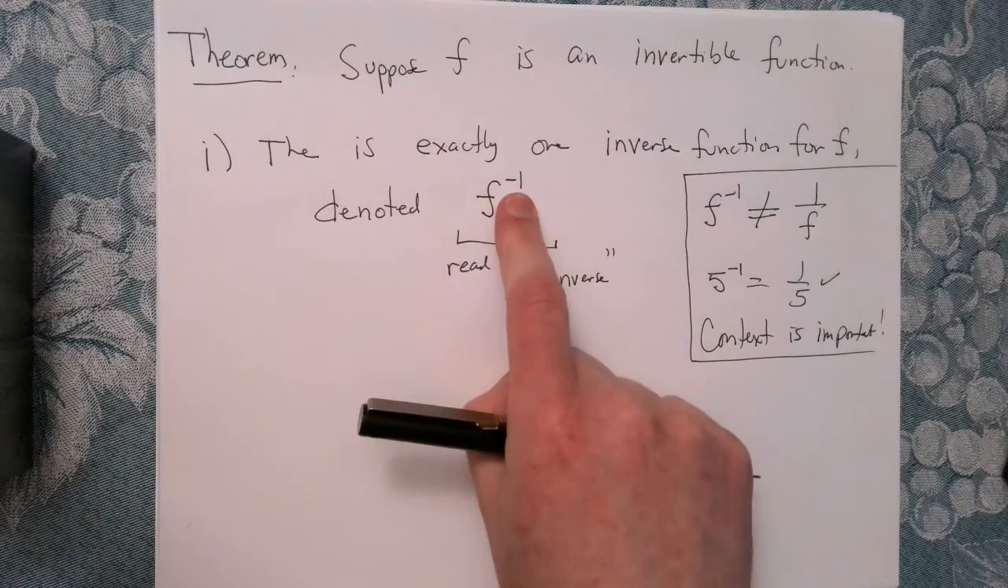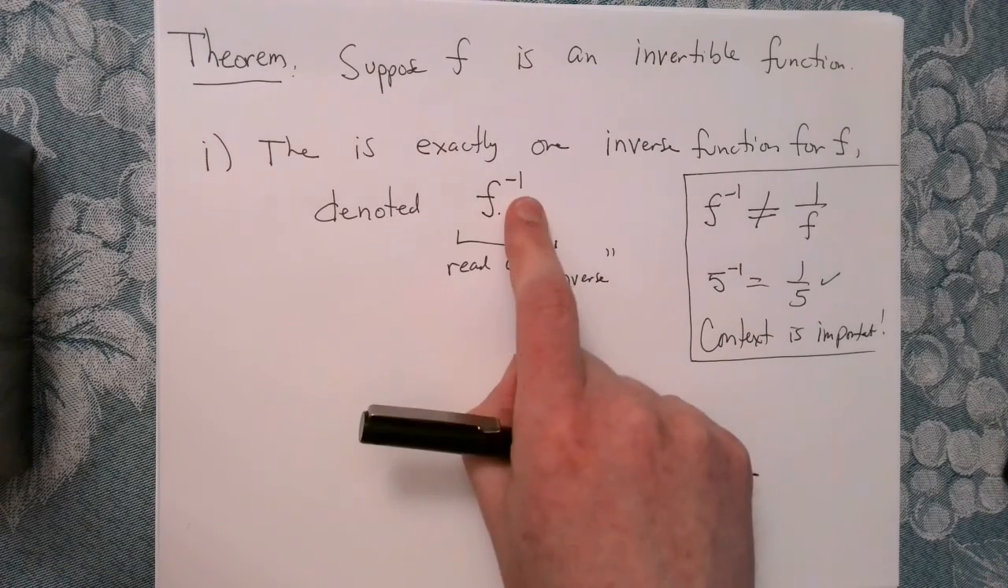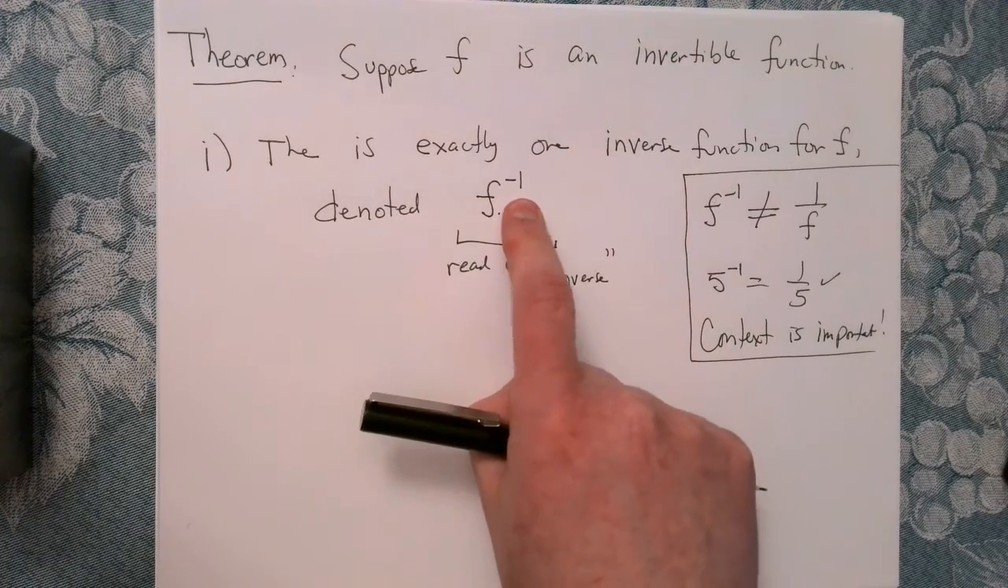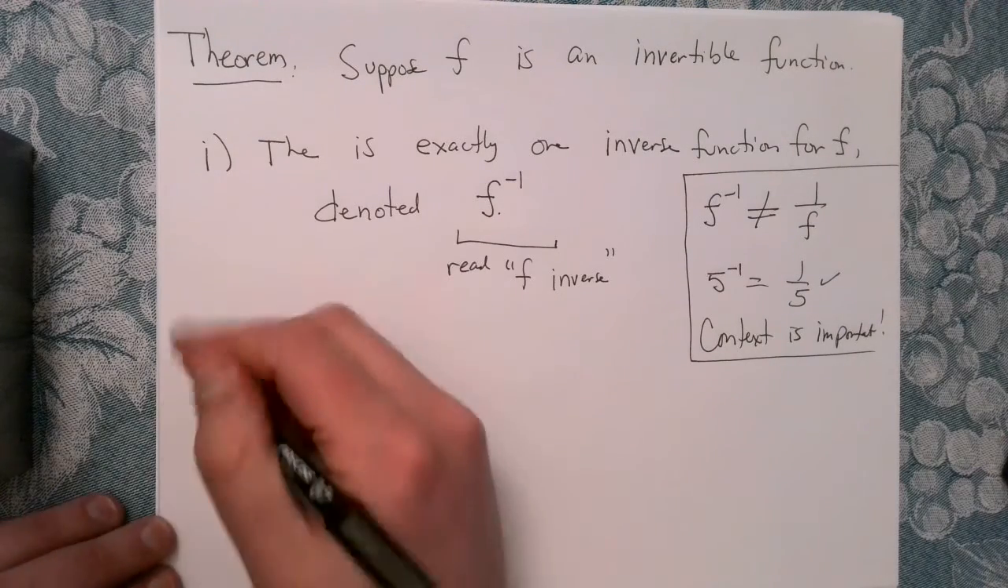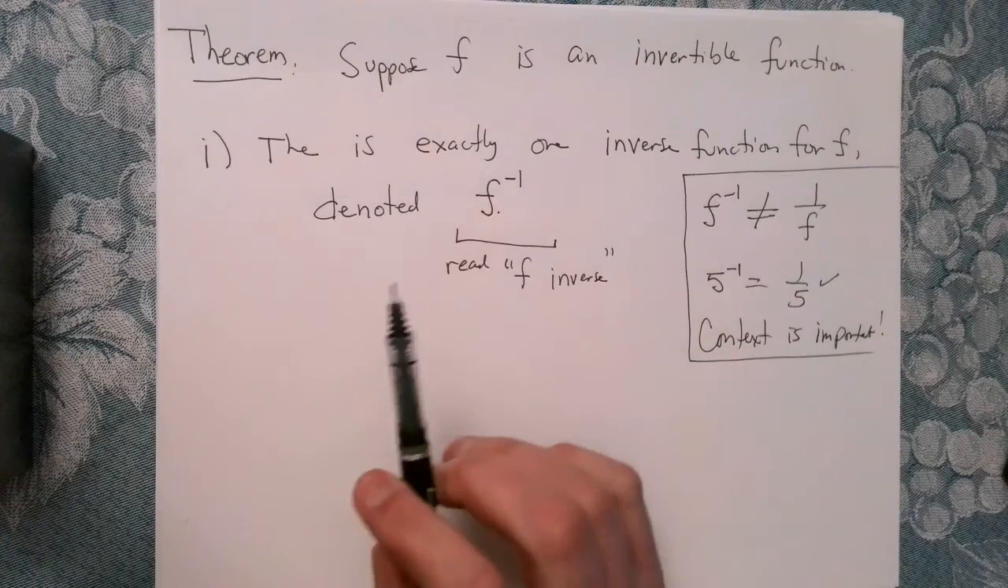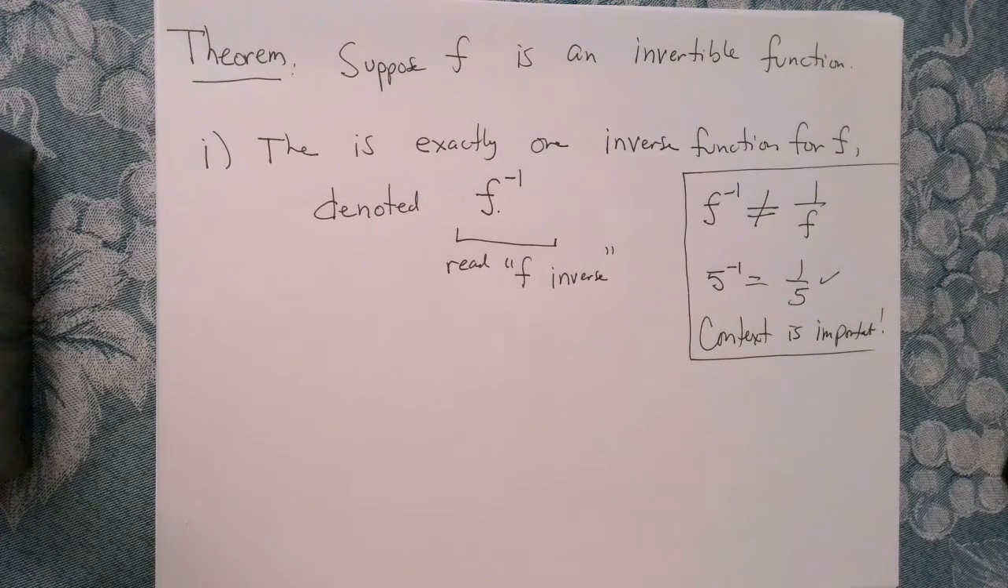Okay, so with functions, I understand that this is not an exponent in the typical sense. This is just notation denoting the inverse. Interesting. So given a function that's invertible, its inverse is unique. There's not 10 inverses for it. There's just one unique inverse. Well, that's helpful.